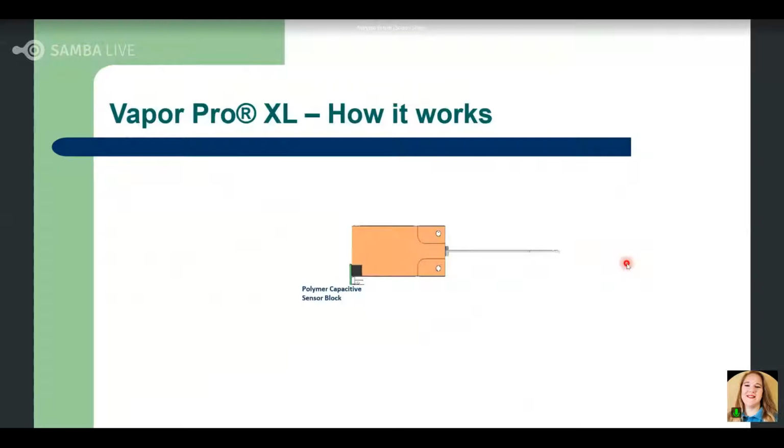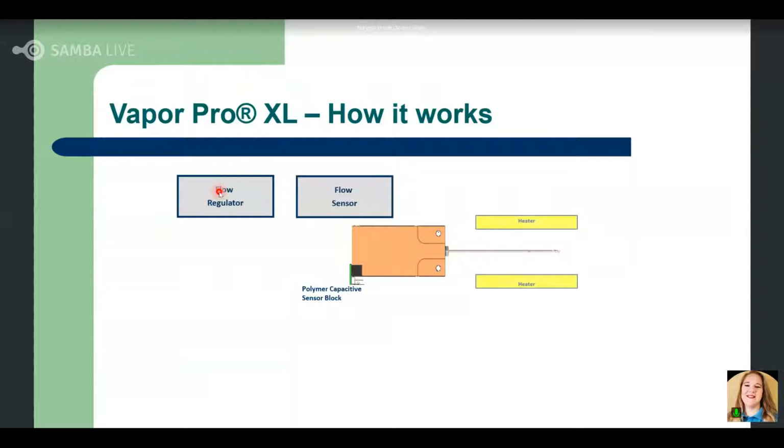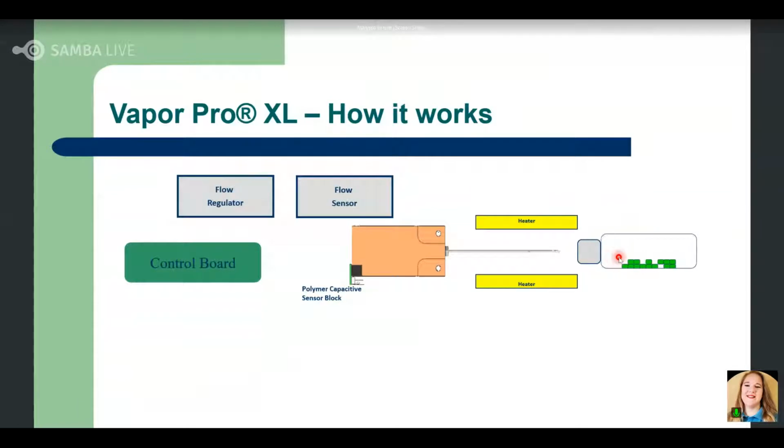So how does the Vapor Pro work? First we have our sensor down here. And then we also have our needle, which is a 2-chamber needle. Up here we have our flow regulator, which regulates the flow from our dry air source, which in MRG labs we use nitrogen for. We then have our flow sensor, which measures the flow regulation. We also have a heating component. Right here, this is our vial, and this is a representation of sample in the vial. We have a control board.